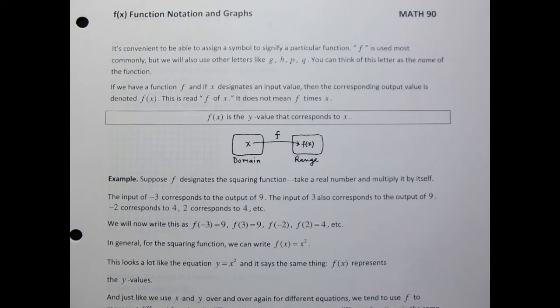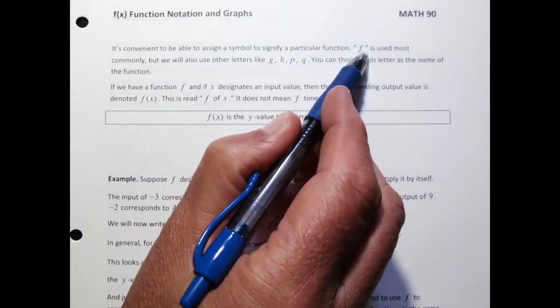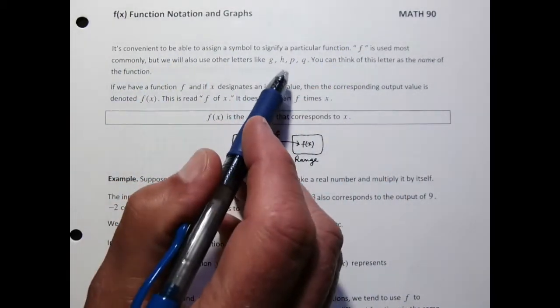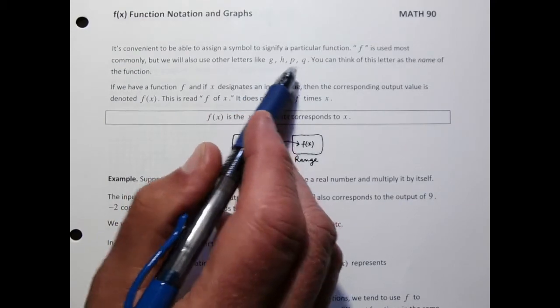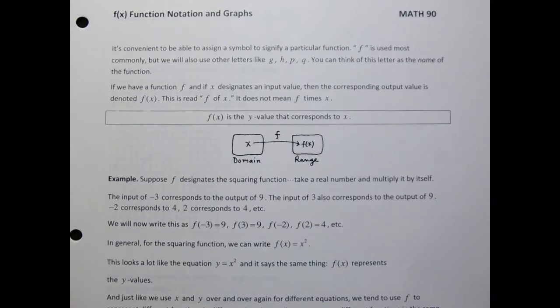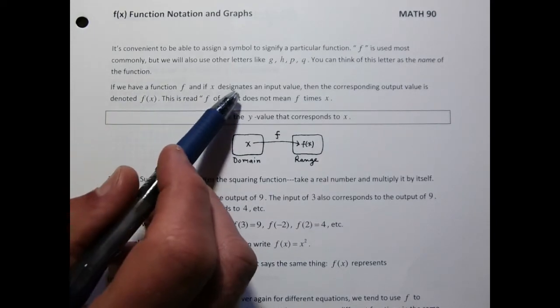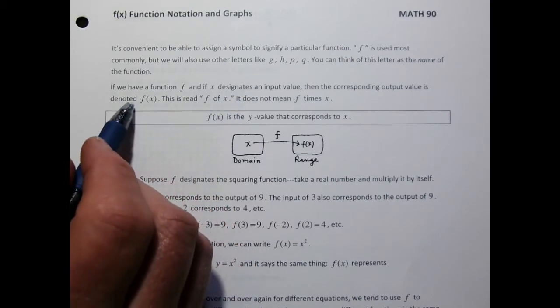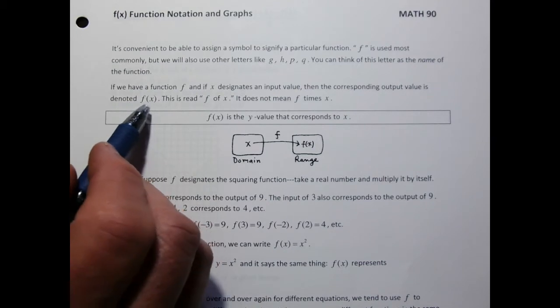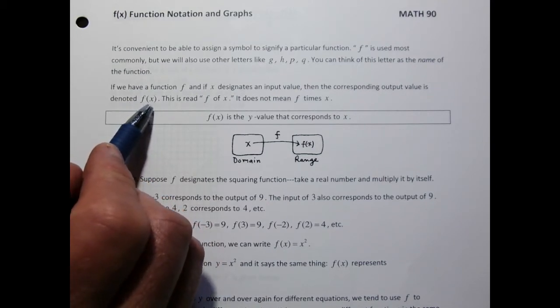So it's convenient to be able to assign a symbol to designate a particular function. And f is used most commonly, but you can also use other letters, g, h, p, q. Think of the letter as the name of the function. If we have a function f, and if x designates an input value, then the corresponding output value is denoted as pictured here. We read that as f of x.